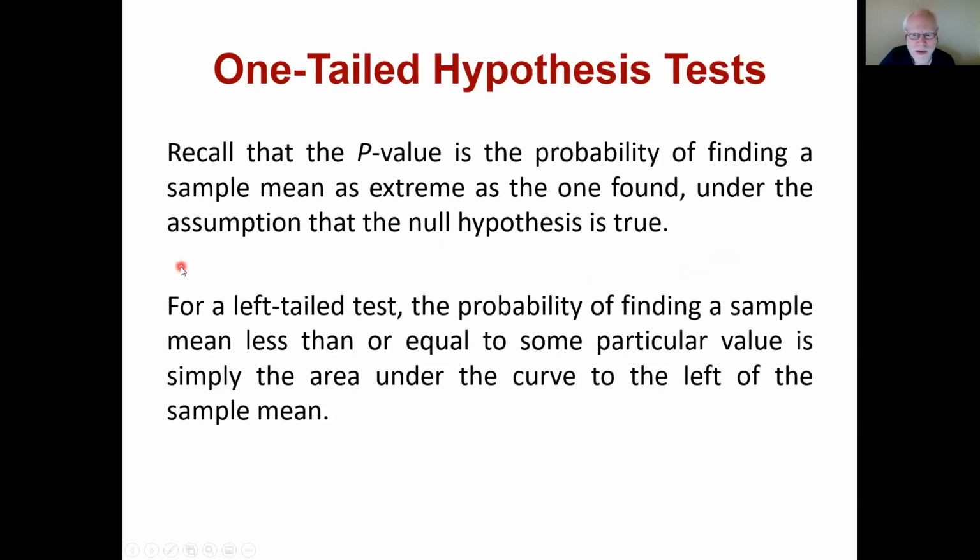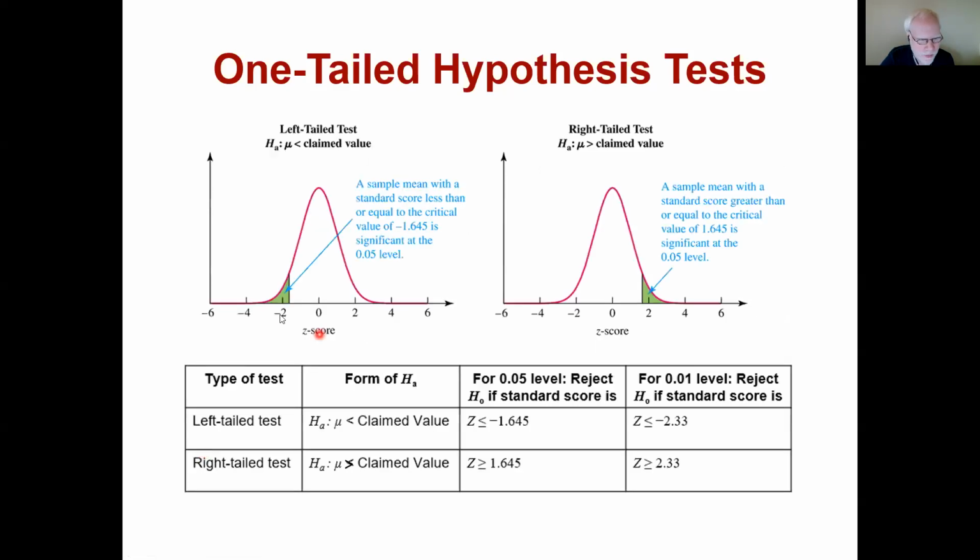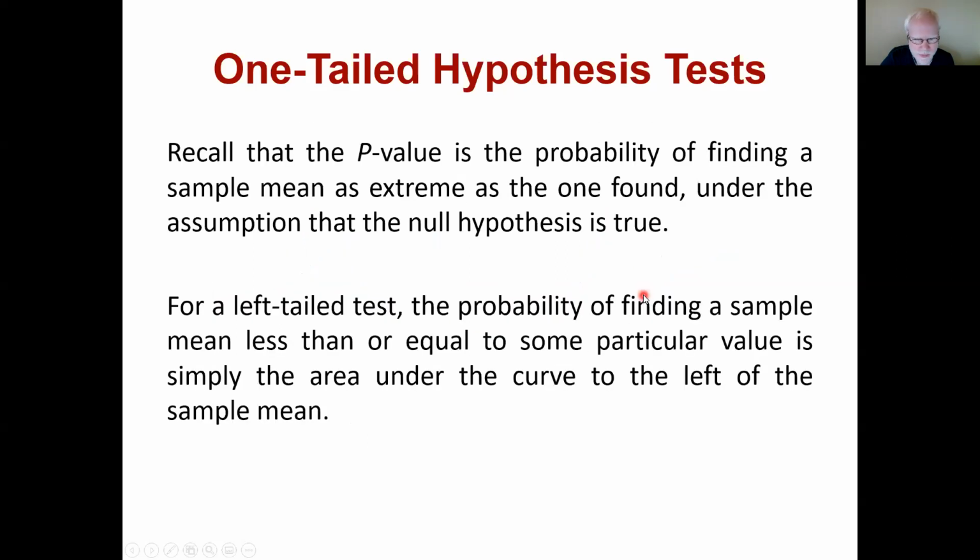So recall that the p-value is the probability of finding a sample mean as extreme as the one found, under the assumption that the null hypothesis is true. So getting a sample mean of 37,000 given that the null hypothesis of 39,000 is true. For a left-tailed test, the probability of finding a sample mean less than or equal to some particular value is simply the area under the curve to the left of the sample mean, right? So this is for the left-tailed. For the right-tailed, it would be in this area.